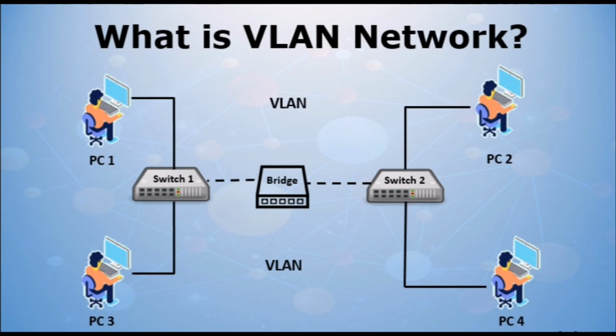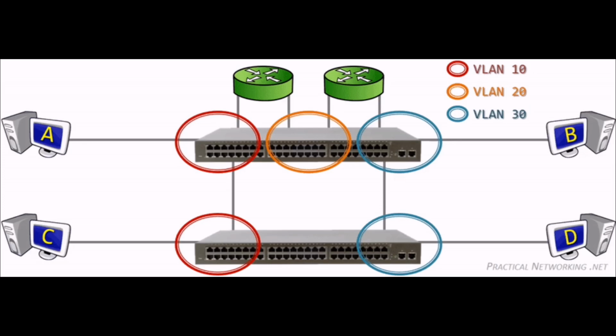So in this diagram we can see four PCs, and they are connected with different switches and with different VLANs with a bridge. These diagrams also show the devices connected in different VLANs. You can see the different color indications like VLAN 10, VLAN 20, VLAN 30.